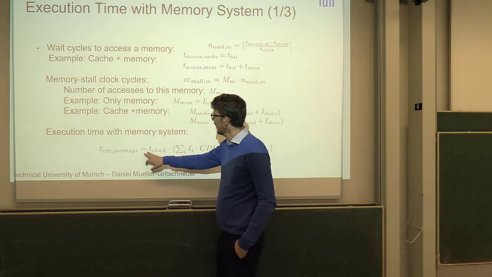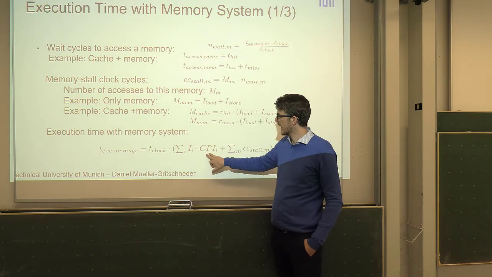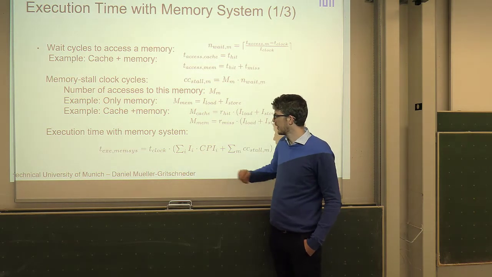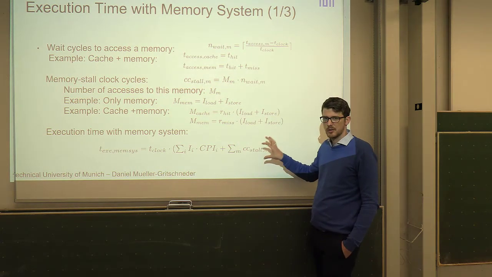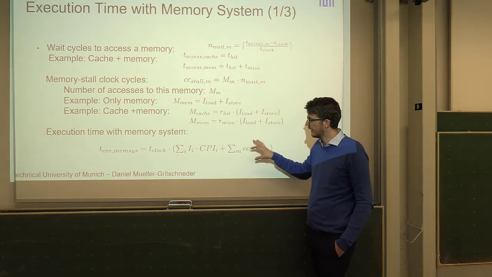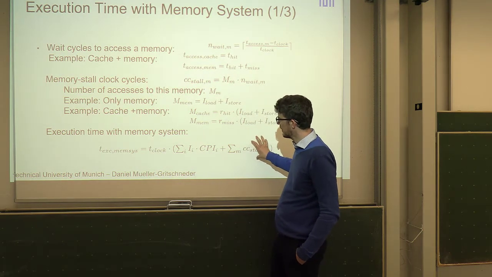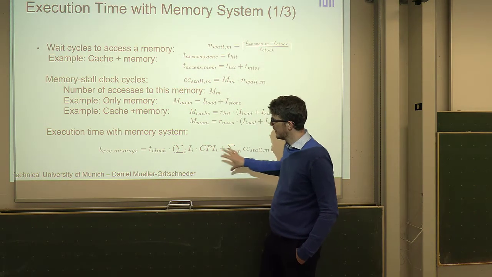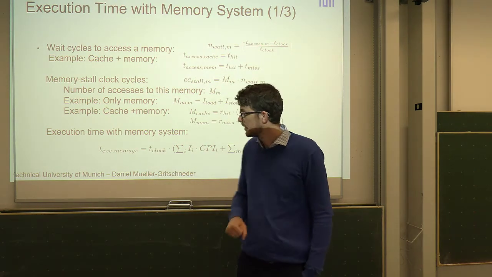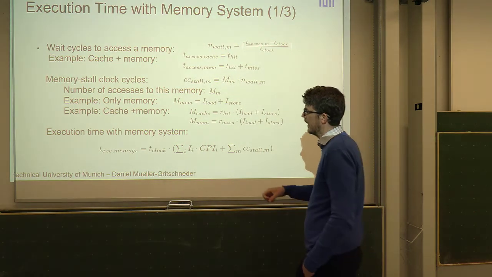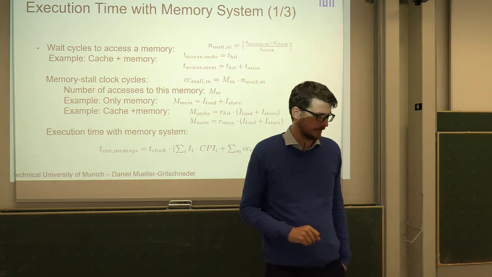And then finally, we're taking our original formula, instructions times CPI, maybe for different types of instructions, and we're adding all the cycles to it, which are the cycles for waiting until the data comes back from the memory. And this gives us the number of cycles to execute the program. We multiply this with the clock time, and this gives us then the execution time on this system.